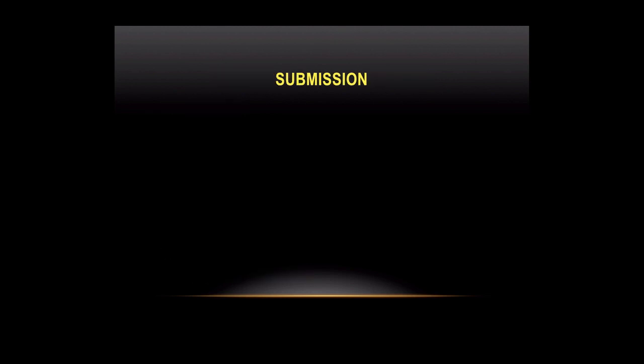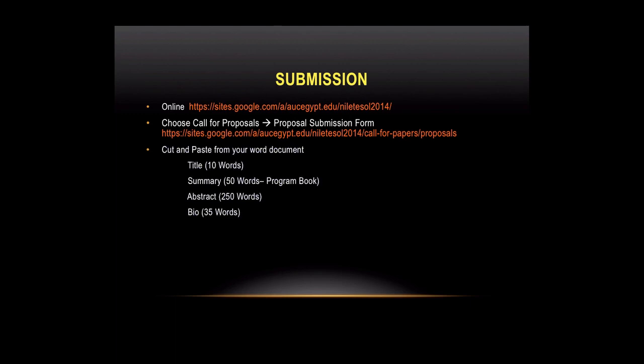So now that we've written our proposal with its abstract, summary, and title, we have our session type that we want, our interest section, and our biography. We're ready to submit our proposal. So now we're going to go to the conference site and choose the call for proposals and select the proposal submission form. Now you're just going to simply cut and paste from your Word document the title, the summary, the abstract, and the biography. Again, note the word maximum.